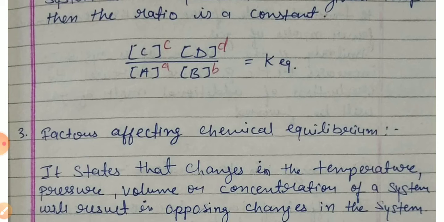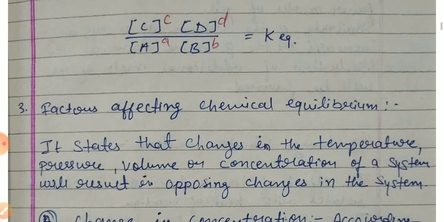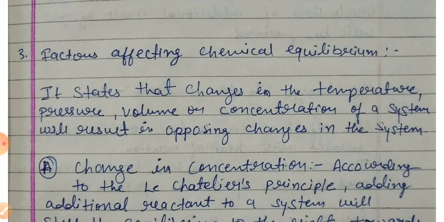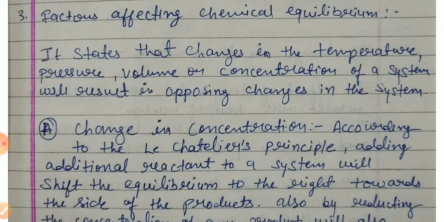So it states that a change in temperature, pressure and volume or concentration of a system will produce an opposite change in the system. Like the change in concentration, according to Le Chatelier's principle, the addition of additional reactant to a system will shift the equilibrium to the right side, toward the side of the product.